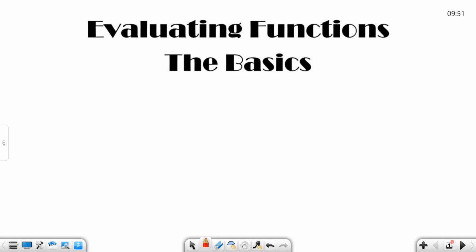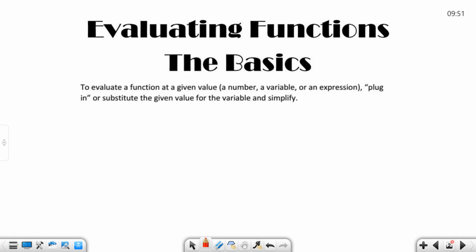Evaluating functions, the basics. To evaluate a function at a given value, whether that be a number, a variable, another variable, or an expression, plug in, or substitute the given value for the variable and simplify. So, very brief introduction there. I've heard it called many times plug and chug, okay? Even had a professor say dance with who brung you.